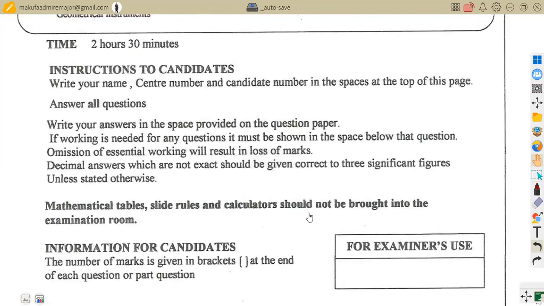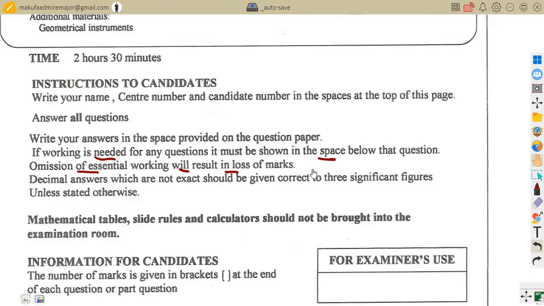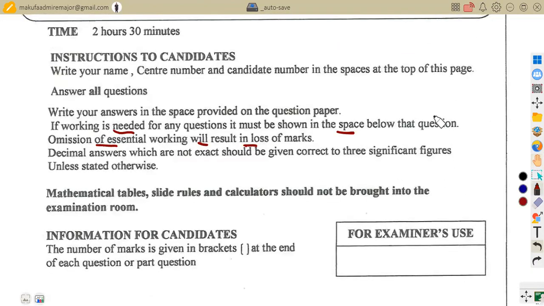On this one, we're supposed to answer all the questions, and if working is needed for any question, it must be shown in the space below that question, and omission of essential working will result in loss of marks. But this one is actually a lie because it's paper one. Paper one is just correct answer only. So this applies in paper two. Paper one is just correct answer only. So you just write down the correct answer.